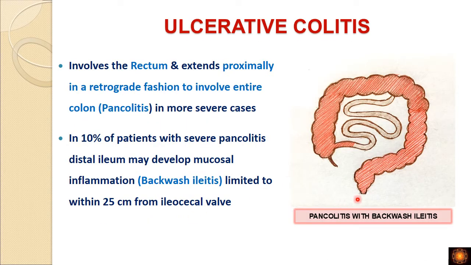Now, as I told you, it involves only the colon, and the involvement is in a fashion where first it involves the distal part of the colon and then the infection spreads proximally. So, as it involves the whole colon, we call the condition pancolitis. When it is involving all the parts, ascending colon, descending colon, transverse colon, rectum and everything, then we call it pancolitis.